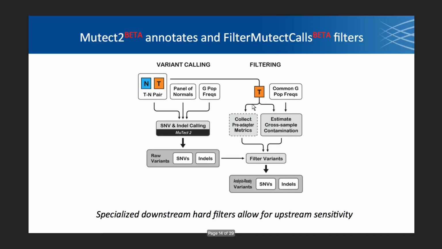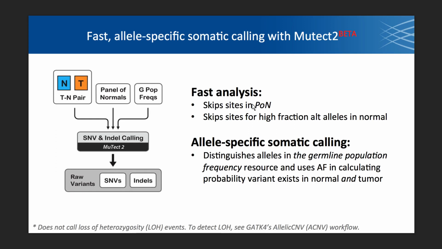It skips sites that are in the PON, and it skips sites with a high fraction of alt alleles in the normal, and only assembles sites where the possibility of being somatic is reasonable. Before, we called mostly at the site level, so it wasn't so pertinent to have the actual alleles. But now MuTect2 is allele specific, and it distinguishes between alleles in the germline population frequency resource and uses that allele frequency in calculating the probability that the variant exists in the normal and the tumor.